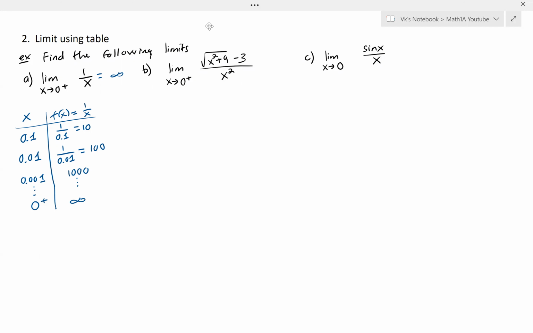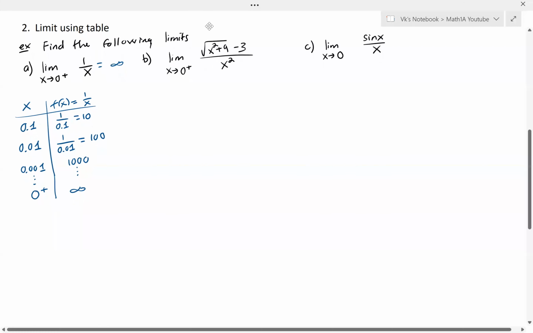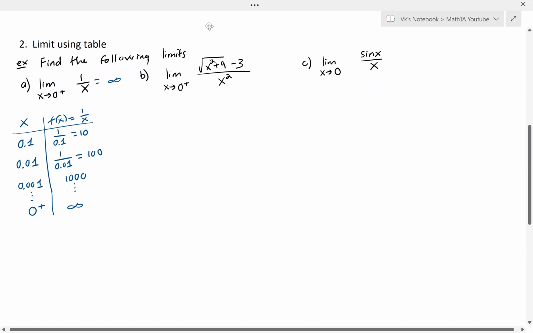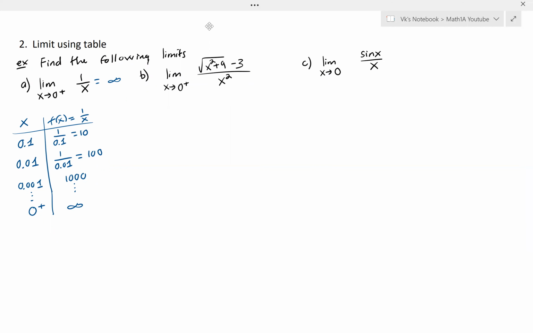For B, we do the same thing. In order to compute the limit as x approaches 0 from the right side of root of x squared plus 9 minus 3, over x squared, we use the table. x and f(x) is root of x squared plus 9 minus 3, over x squared. So we have 0.1. Do the substitution.